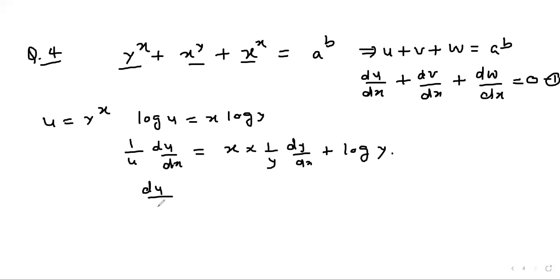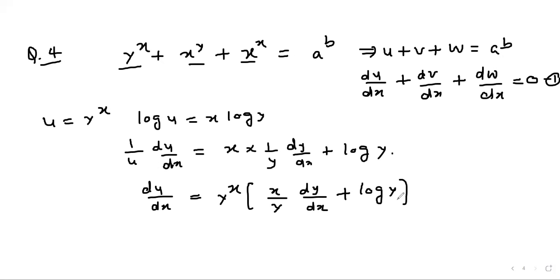So du upon dx equal to u times this much, but u is y power x. So x upon y dy by dx plus log y. Suppose this is equation number 2. Now we consider v. So v is x power y. v equal to x power y.